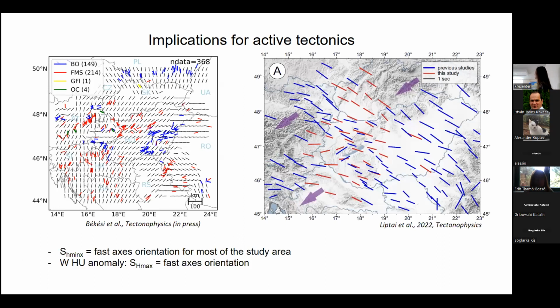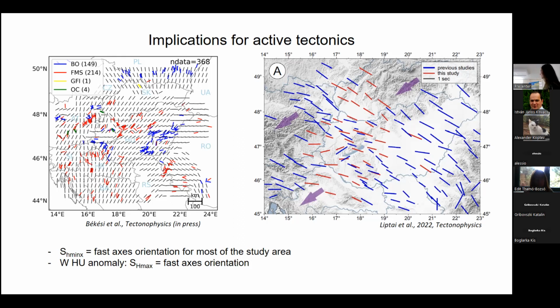We also compared our SH max orientation with seismic anisotropy studies from deep down in the mantle. What we've observed is that for the majority of the study area, the direction of the fast axis corresponds to the direction of SH min, so the minimal principal horizontal stress. And this anomaly that I mentioned before is also present in this map. And here, the SH max orientations align with the fast axis.